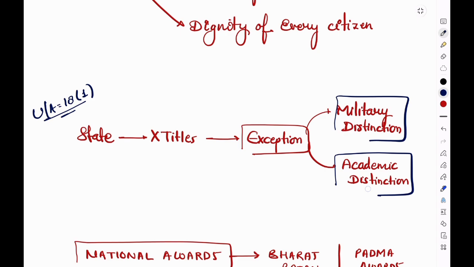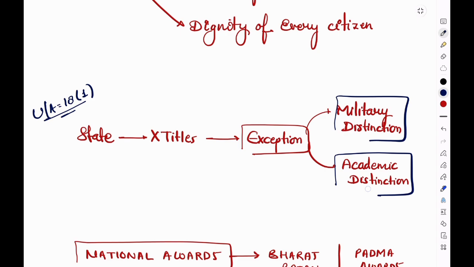The second exception is academic distinctions, and the purpose is to recognize learning, research and educational achievements. For example, BA, MA, MSc, PhD. The reason for the exception is that these indicate educational qualification rather than nobility.